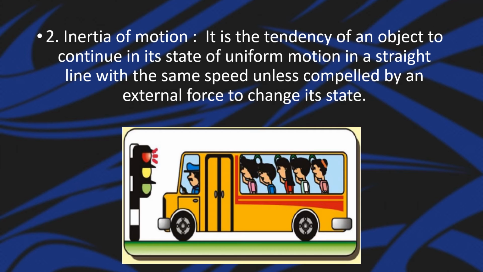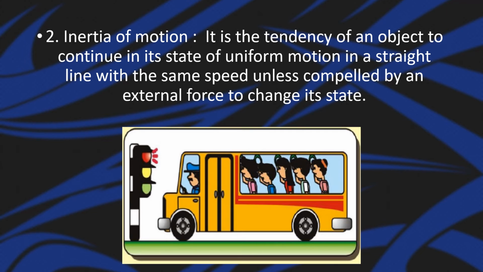Now let's look at inertia of motion. It is the tendency of an object to continue in its state of uniform motion in a straight line with the same speed unless compelled by an external force to change its state. A good example is a fast-moving bus which suddenly comes to a halt. We notice that the passengers fall forward.